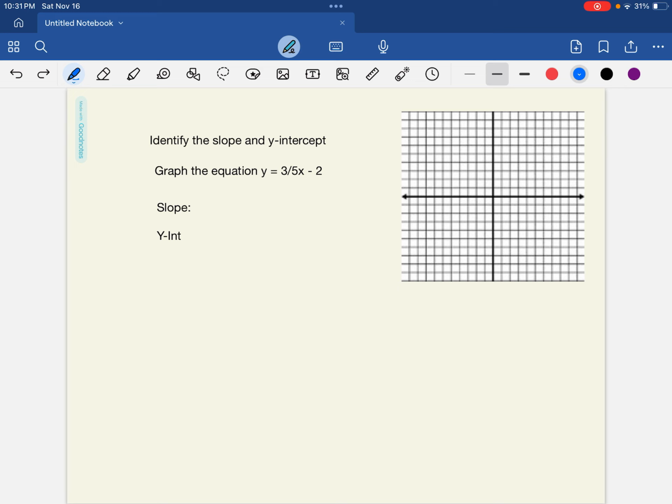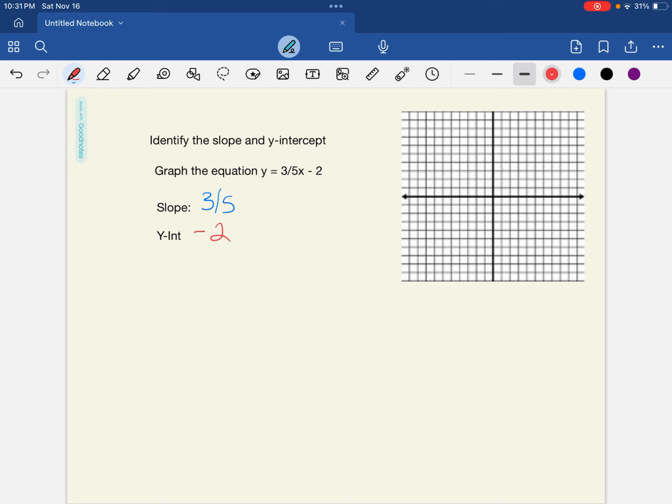So in this equation, the number in front of my x, the coefficient of that, is 3/5. So when I go to write this, my slope would be 3/5. Then the other number, the constant term in our equation, is our y-intercept. So in this equation, I see -2, so my y-intercept is -2. And I'm going to use these two pieces of information to graph the line over on the coordinate plane.